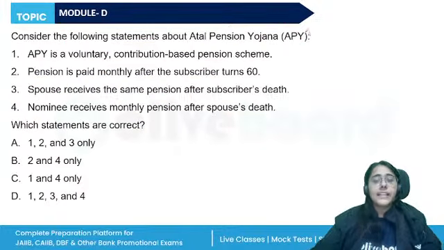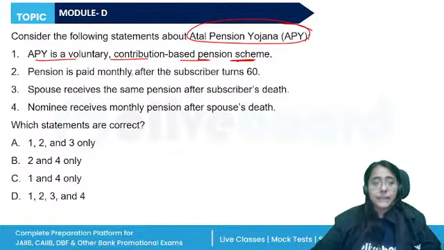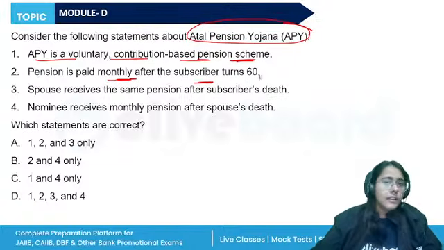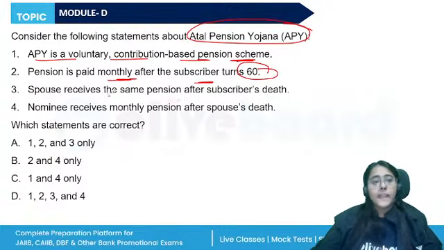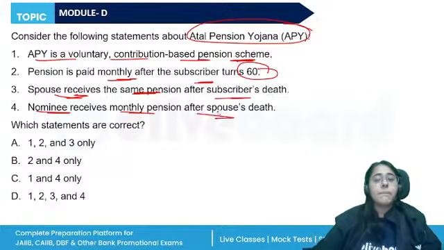Consider the following statements about the Atal Pension Yojana. It is voluntary contribution based pension scheme. Pension is paid monthly after the subscriber turns 60. Spouse receives the same pension after the subscriber's death. Nominee receives monthly pension after the spouse's death. Which statement is correct about the Atal Pension Yojana?